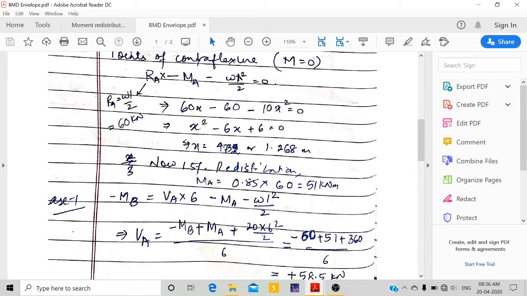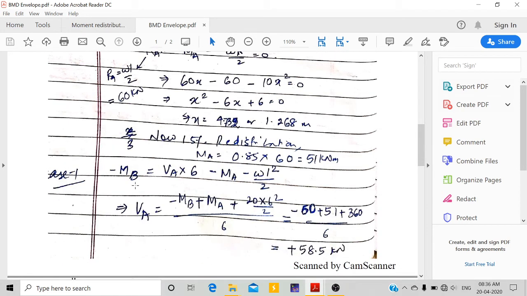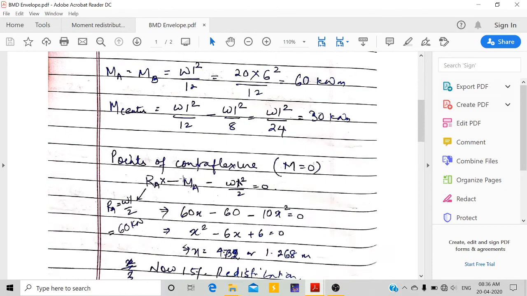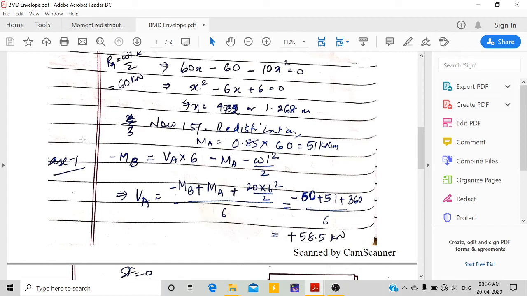In the first case, I'm redistributing only at moment A. So this is 51 kilonewton meter. Now I'm going to calculate VA. Moment about B: minus MB is equal to VA into 6, the whole span, minus moment about A, minus W L square by 2. This is the equation, with VA unknown, and for moment about A I put the new value 51. So we get 58.5 as VA.